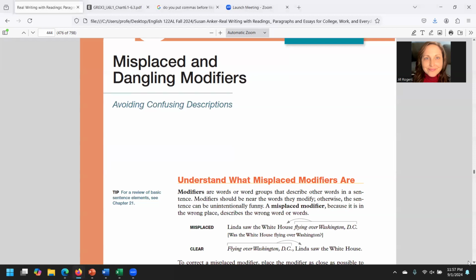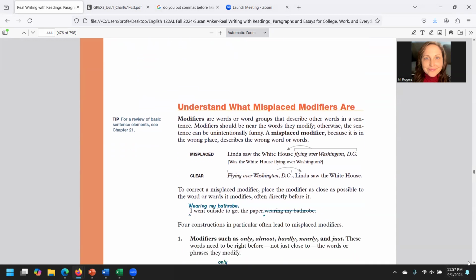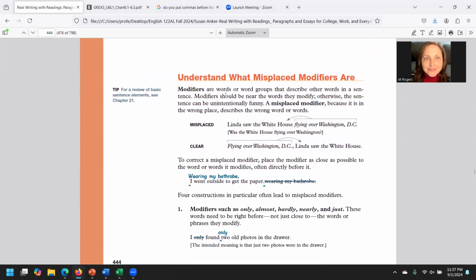So this is one of my favorite chapters to teach and also to see because it's rewarding. Students get this information and now you know how to edit for misplaced and dangling modifiers. So let's first talk about what they are. Modifiers are words or word groups that describe other words in a sentence. Think about it like modifying means to change something or to add something to something. So the rule is they should really be near the words they modify. Otherwise, sometimes it can be funny or sometimes it can be confusing.